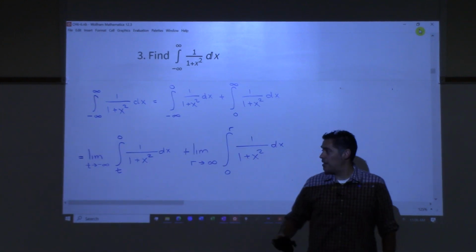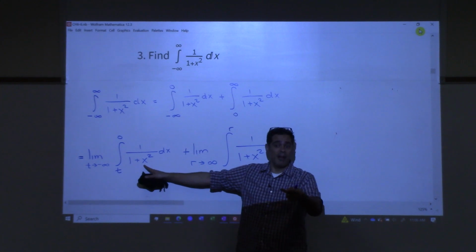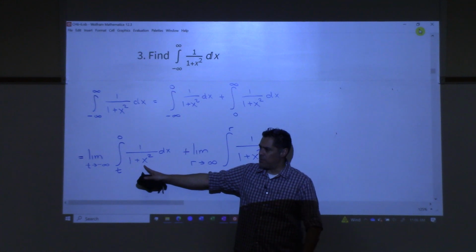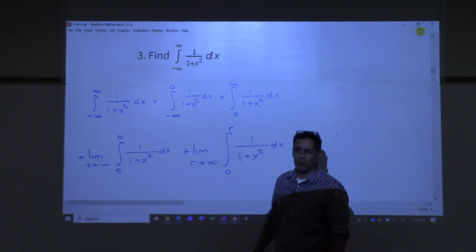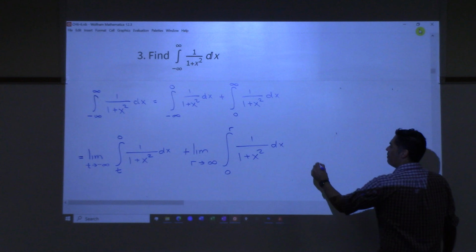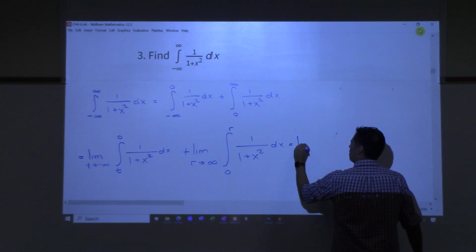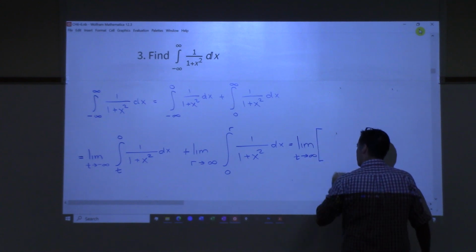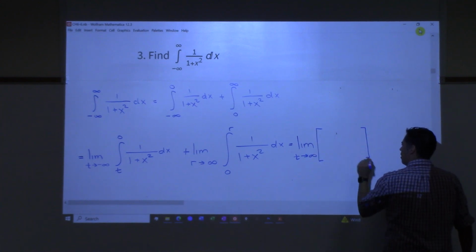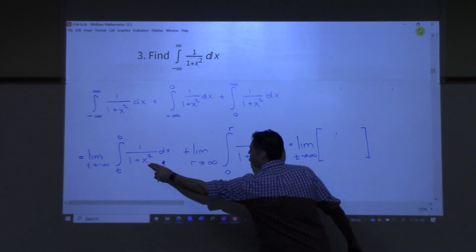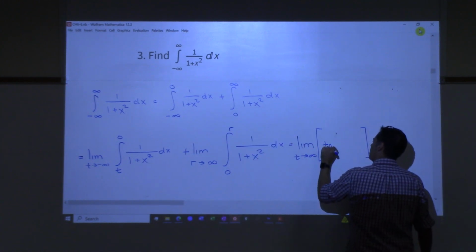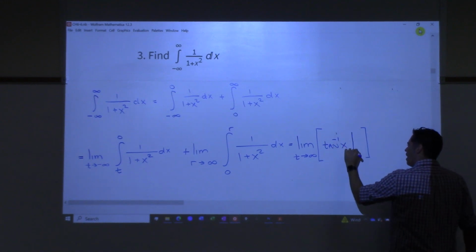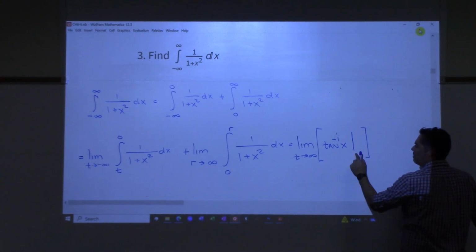Yeah, and so you need to know what the antiderivative of this is, and you should recognize that as being arctangent, right? That should be something that you recognize at this point, that the antiderivative of 1 over 1 plus x squared is inverse tangent. So I'm going to write now limit t goes to infinity. I'm going to put a bracket. The antiderivative of that, we just said, is inverse tangent of x, right? And we're going to evaluate that from where to where? What goes on the bottom here?